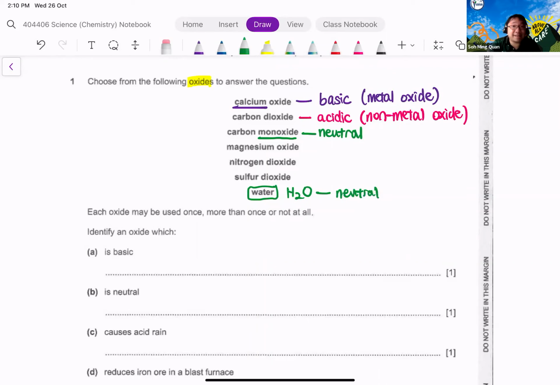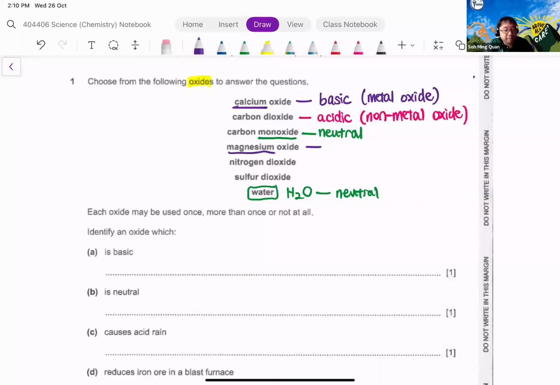And that makes perfect sense. You have learned since Sec 2, pure water has a pH value of 7. This just tells you that pure water is neutral. So pure water is a neutral oxide. Okay. Now, neutral oxides, as the name suggests, they are neutral. It means that they do not react with acids or bases because they are neutral. Okay. So with that, we can complete the rest.